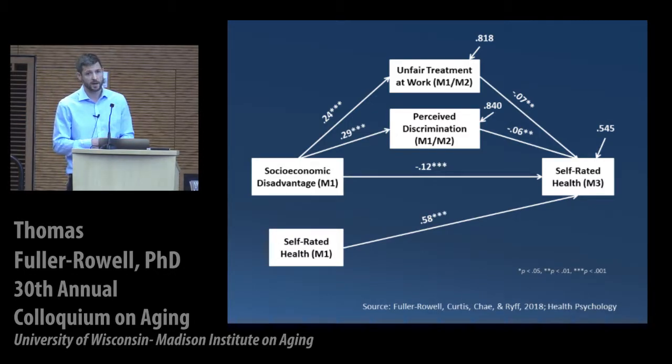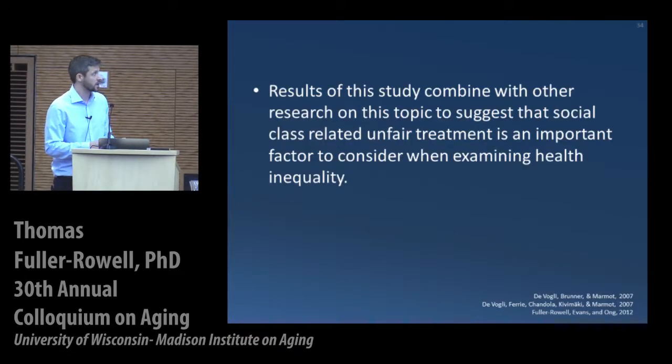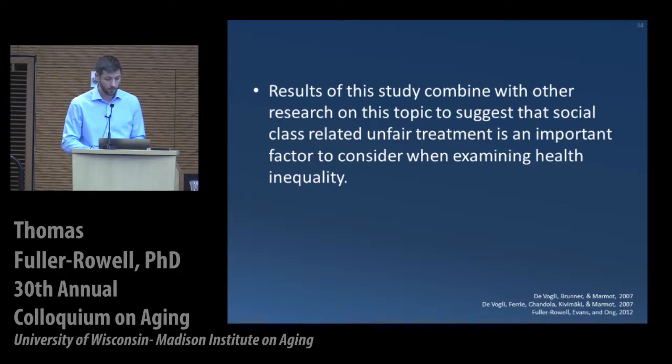So of all of the ways that your social class or your socioeconomic status is influencing your health, based on these analyses, it seems like approximately 20% of that overall social class gradient seems to be operating through these experiences of unfair treatment and discrimination. So the result of this study combined with other research on this topic suggest that social class-related unfair treatment is one important factor to consider when examining health inequality.